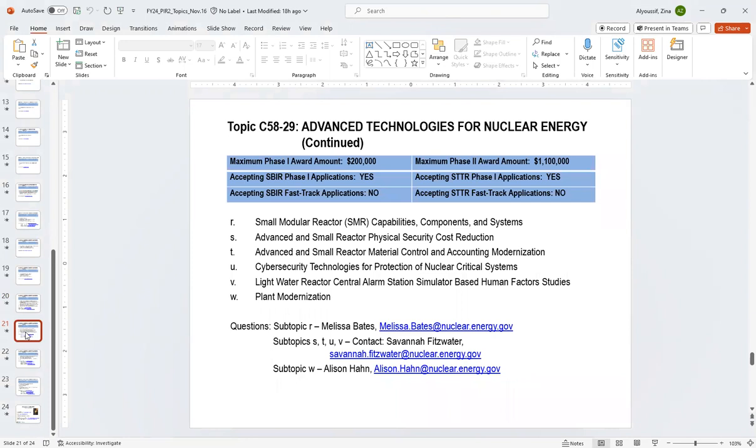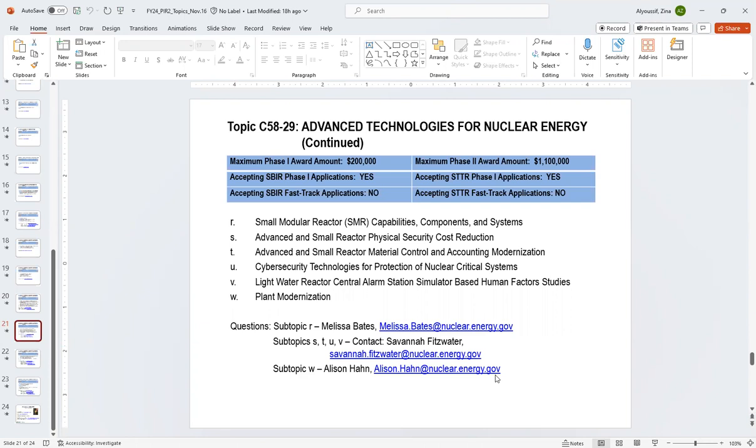Great. All right. So under subtopic R, small modular reactor capabilities, components, and systems, we're really looking for concepts that can potentially improve SMR plant capability and performance while reducing capital, construction, operations, and maintenance costs. We're looking for technologies or capabilities that can demonstrate and support improved functionality and efficiencies. The proposed concepts can be applicable to any SMR design, whether it's light water, liquid metal, gas, or molten salt cooled, and can be attributed to both electrical and non-electrical uses from the SMR.